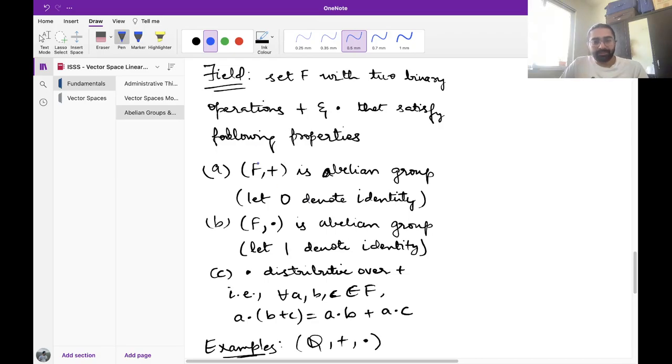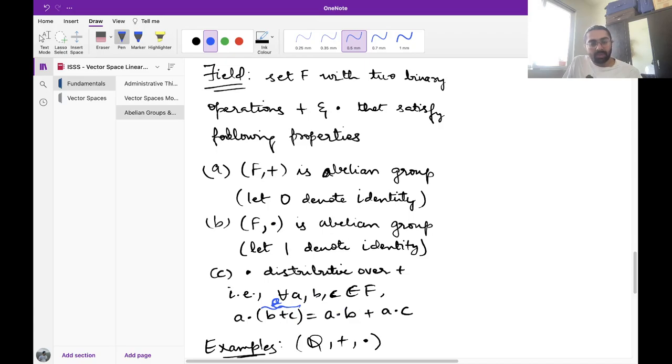Okay, so if you see here, the idea is that this b plus c will actually be an operation of this plus. See what is happening here. First, I'm doing plus on this b and c, I get some element, right? That element will belong to F, because F plus is an abelian group by definition. Then I'm taking that element in F, and I'm applying the dot operation with this a and that element. Let's say this is some e. e will belong to F, because F, plus is abelian. Then a dot e will also belong to F, because F, dot is also an abelian group.